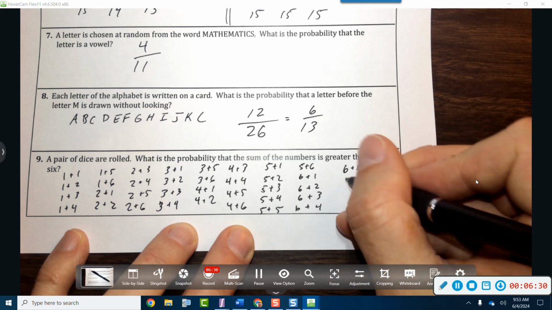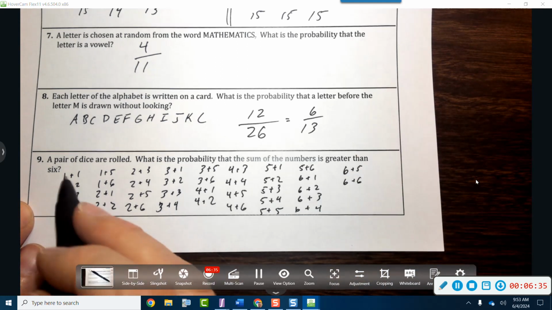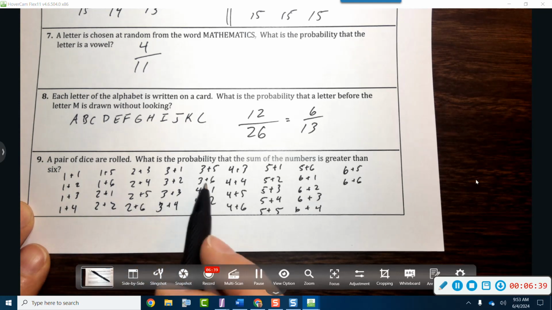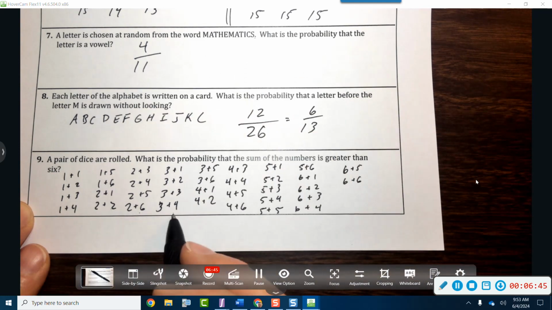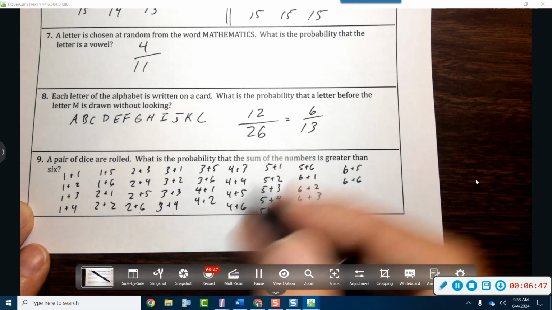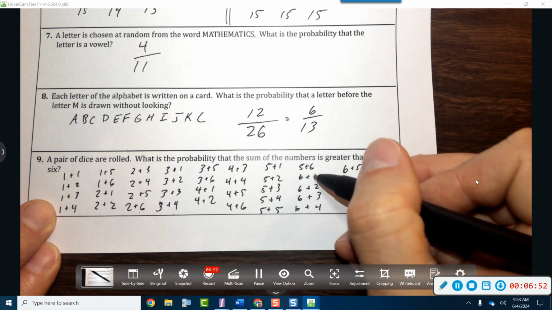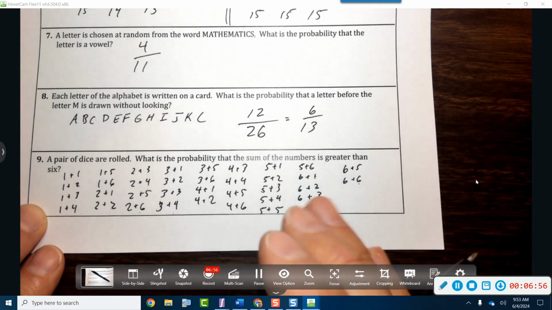Now let's figure out how many there are. It should be 36 of them. 1, 2, 3, 4, 5, 6, 7, 8, 9, 10, 11, 12, 13, 14, 15, 16, 17, 18, 19, 20, 24, 25, 29, 30, 31, 32, 33, 34, 35, 36. We got them all. So which ones are greater than 6?